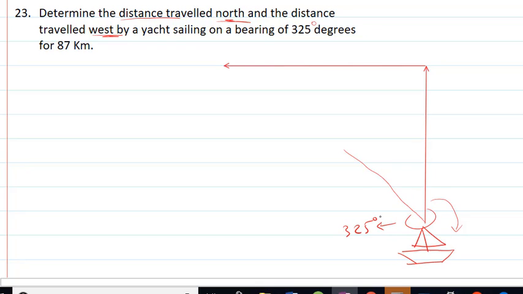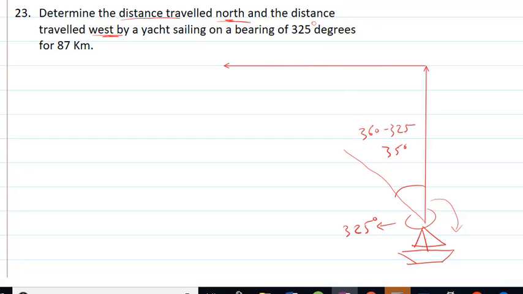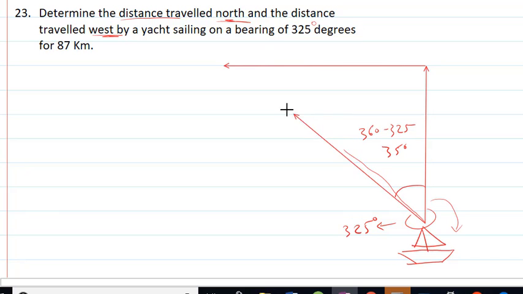So since this is an entire circle, we want to find the angle between here. So we would say 360 minus 325 would be 35 degrees, right? So let's make this look better. The boat is going in that direction, but they want to know how much it went north and how much it went west.